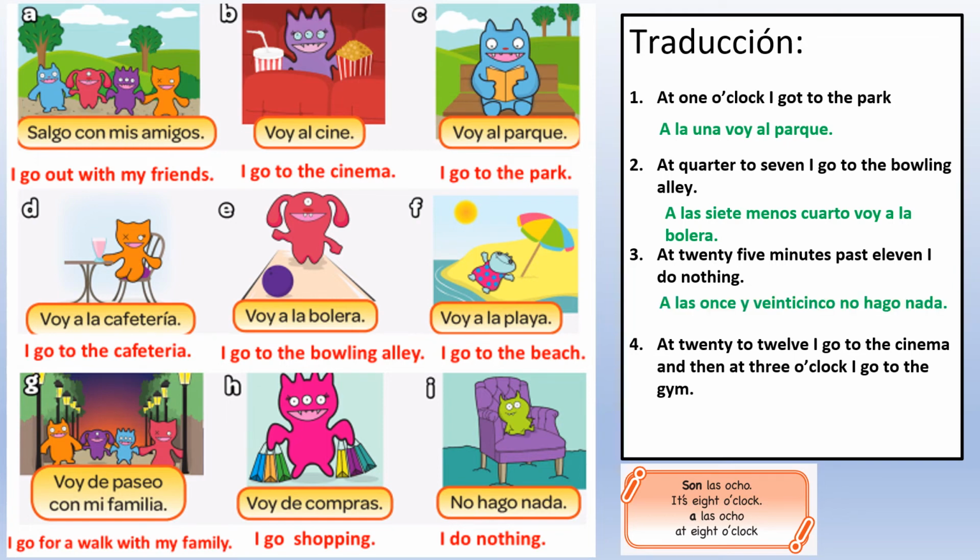A las 11:25 no hago nada. At 20 to 12 I go to the cinema and then at 3 o'clock I go to the gym. A bit of a tricky one here, but the vocab that's not on this slide we've all seen before. So, a las 12 menos 20 voy al cine y después, after, voy al gimnasio.